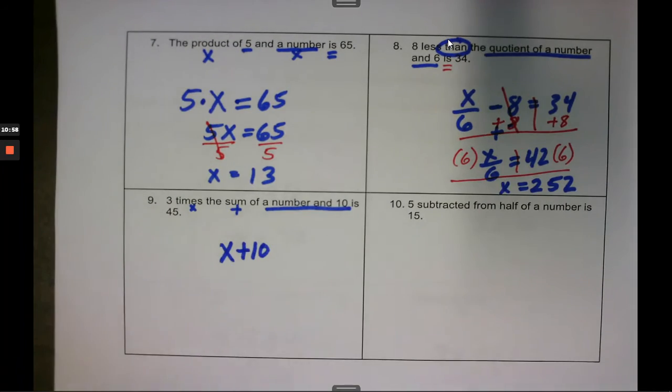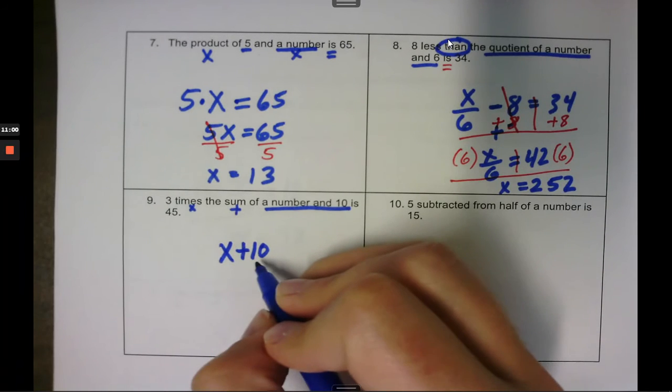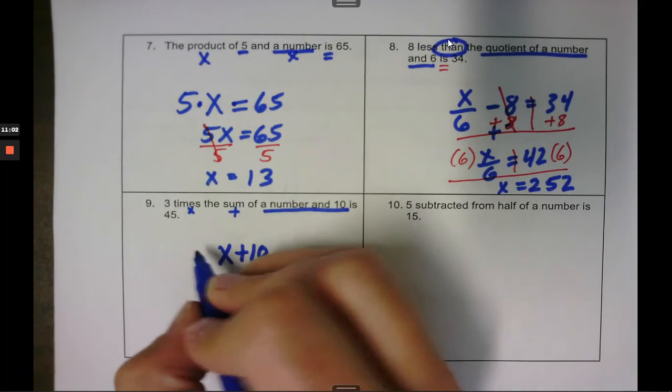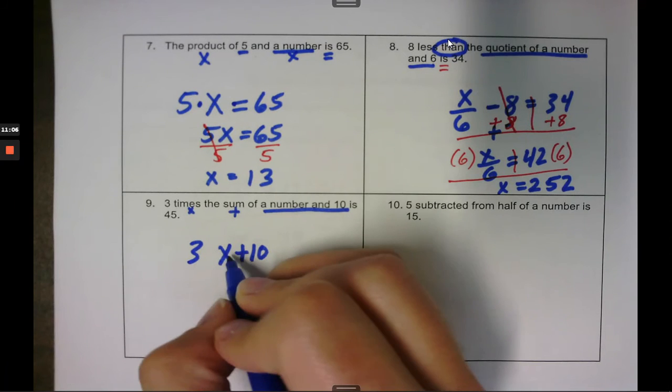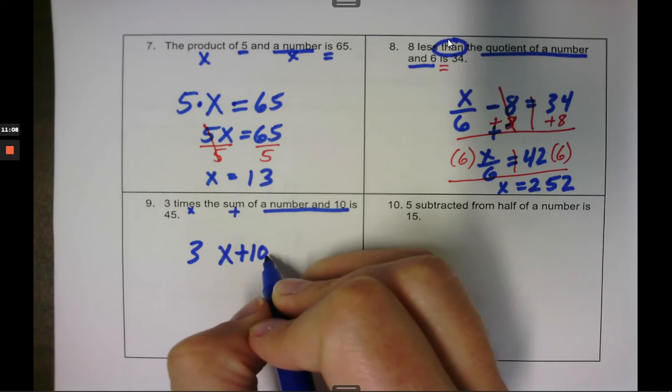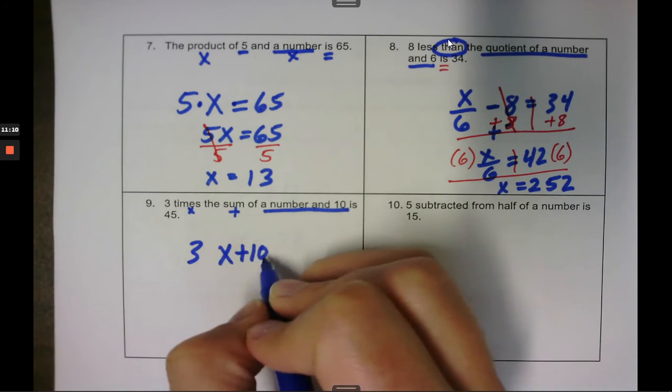Now I want to multiply by that entire sum. So I need to multiply by 3, but I can't just do 3 like this because that would be 3 times x, but it wouldn't be multiplied by the 10, and I want to multiply by this whole thing.